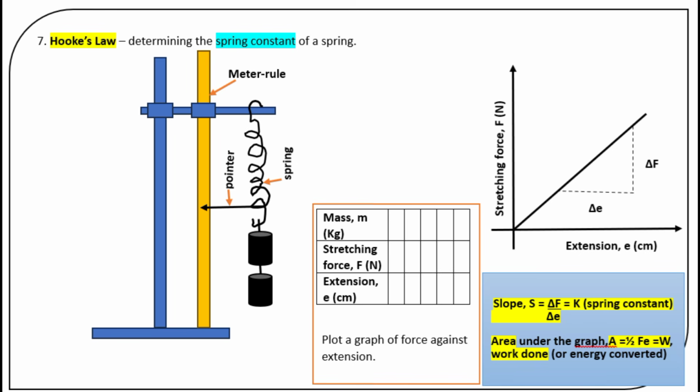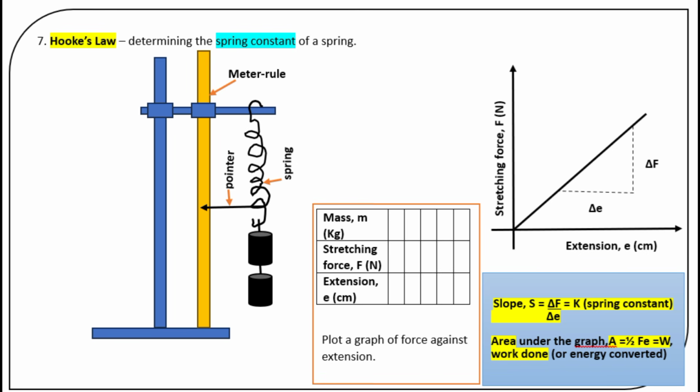Remember, you can also get the energy or the work done. So for the spring constant, we have a spring here whereby you are adding more masses, and then you are getting the pointer reading on the meter rule. Then you plot a graph of stretching force against extension. The graph is a straight line with a positive gradient passing through the origin.